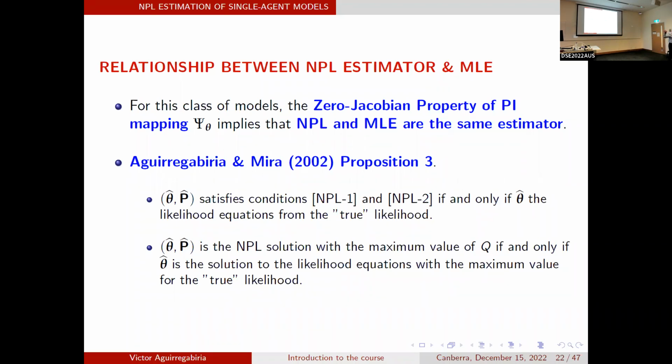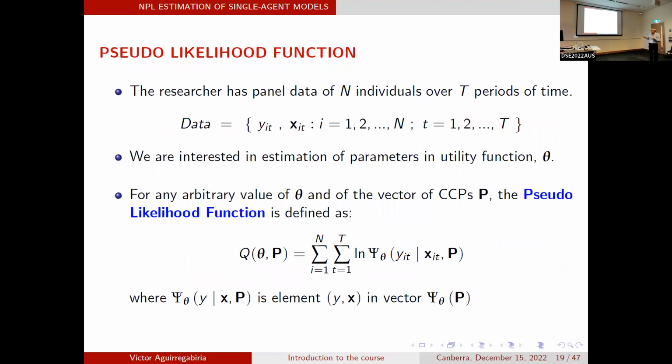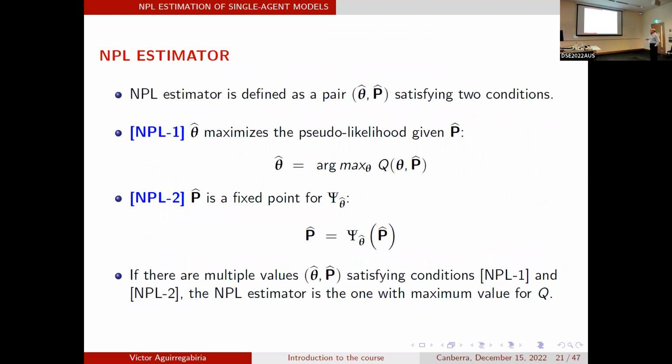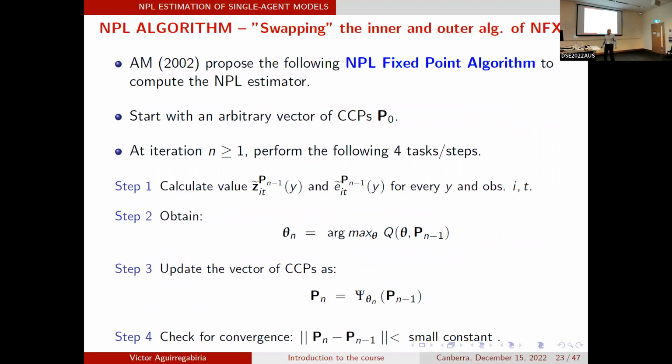So far this is an algorithm-free definition. I have not talked yet about any algorithm. It's just that we have this pseudo likelihood equation, and we have a value of theta and p that satisfies two conditions. Now, of course, the key is how do we compute this estimator? In our paper in 2002, we proposed the following sequential iterative procedure. It can be interpreted as a particular fixed point way of calculating the NPL estimate.